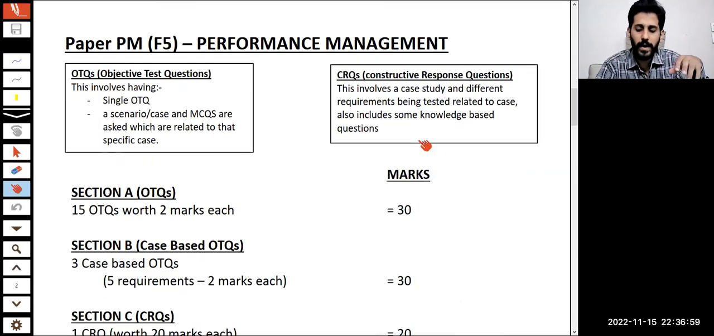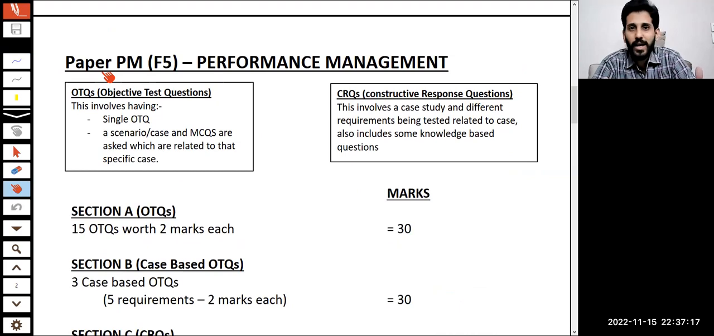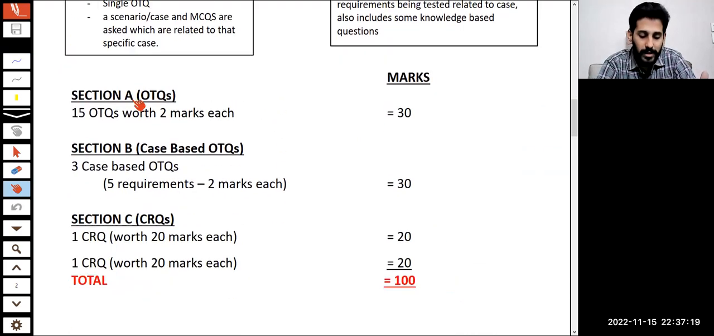And now coming to the point directly related to the paper PM, performance management. First of all, you should understand what the dynamics of the paper is. Performance management, when you will be having the exam, there will be three sections.